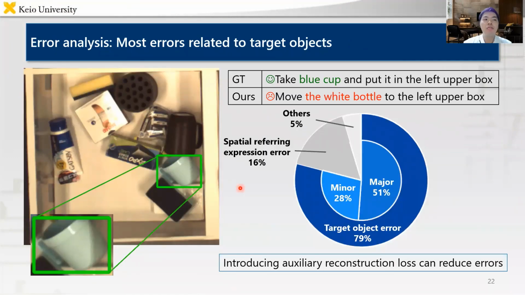Error analysis was performed on qualitative results. Here is an example of target object error. For this example, the generated sentence inaccurately referred to the target object as a white bottle. In the paper version of the CRT, 34 sentences contain the description error of the target object out of 100 generated sentences, which is 79% of all errors. We believe that these errors can be reduced by some ingenuity, such as reconstruction loss.